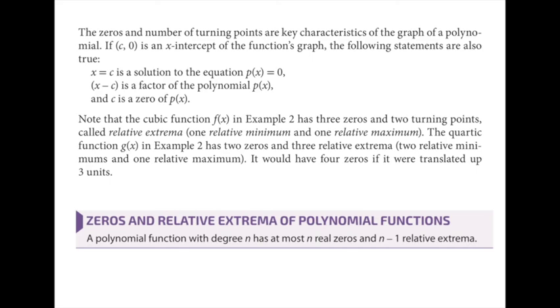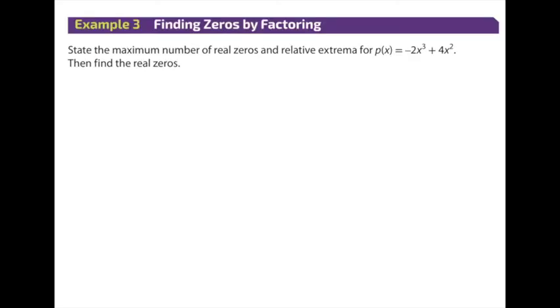Okay? So if you have a degree 5, the most zeros you can have is 5. The most relative max or mins you can have would be 4, one less than that. That's what that whole statement is saying. So if you look at example 3 in the book, it says state the maximum number of real zeros and relative extreme for this, and then find the zeros.